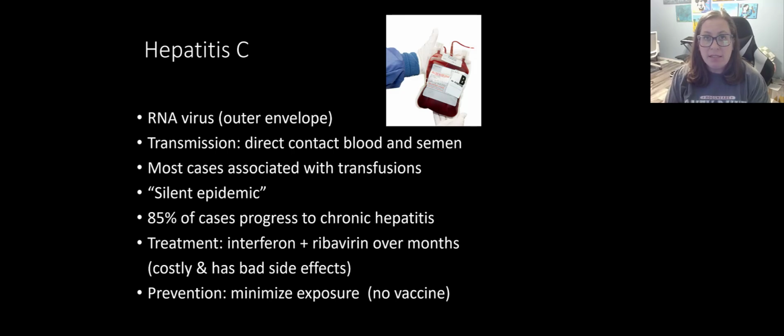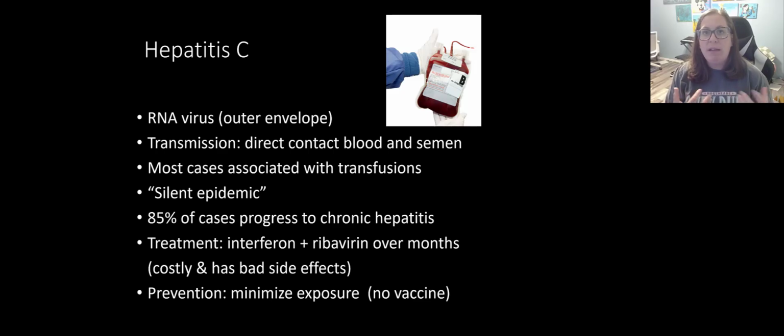Prevention is to minimize exposure. There's no vaccine for hepatitis C, but we want to minimize exposure. So we can do that now because we know what we're looking for, so they can test the blood products before they're given to people. We also see that tattoos were a big problem with this, and it wasn't the needles.